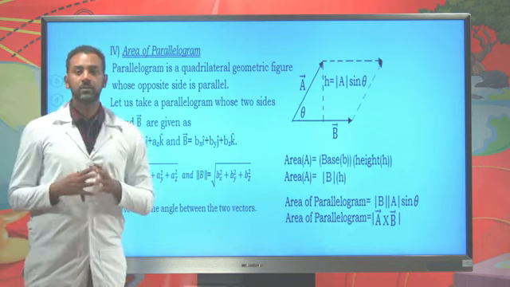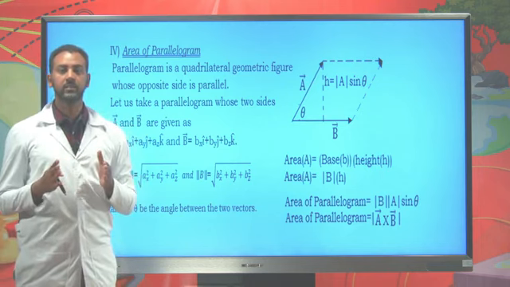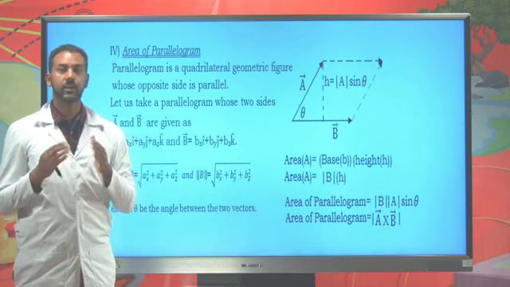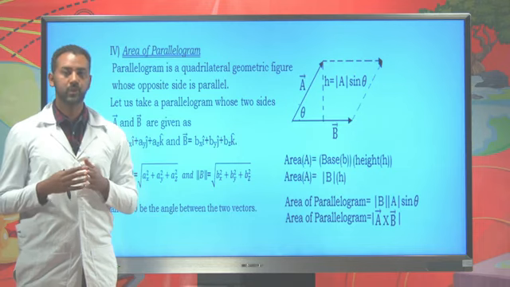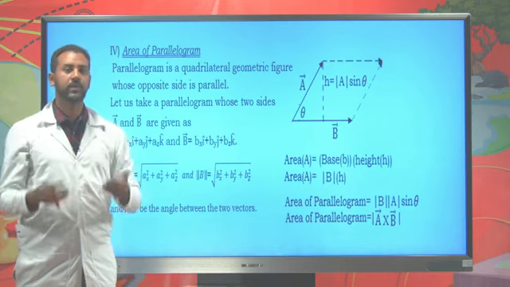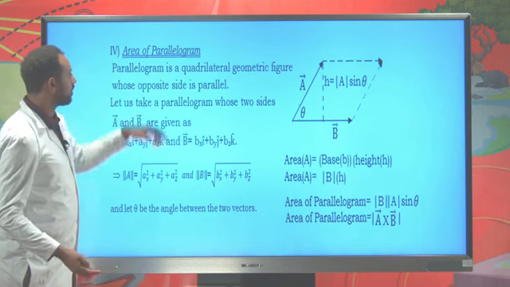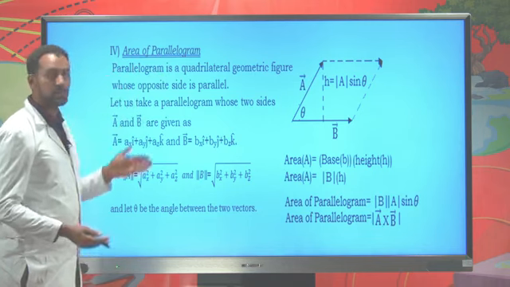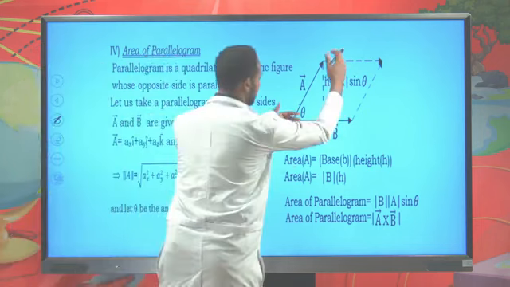And now let's proceed. The other good application of vectors is to determine the cross product of the two vectors. If you determine the cross product of two vectors, it's possible to find the area of a parallelogram. Suppose here you have a parallelogram. A parallelogram is a quadrilateral, a four-sided figure whose opposite sides are parallel.